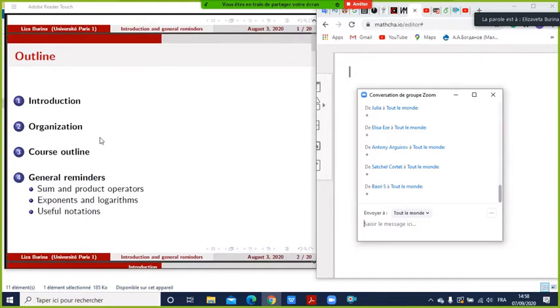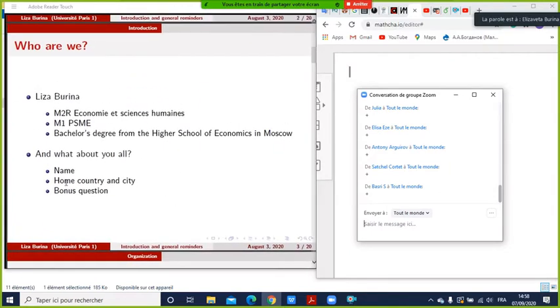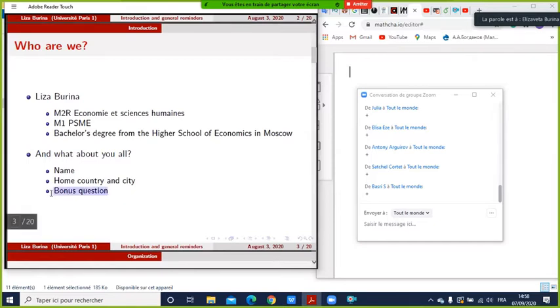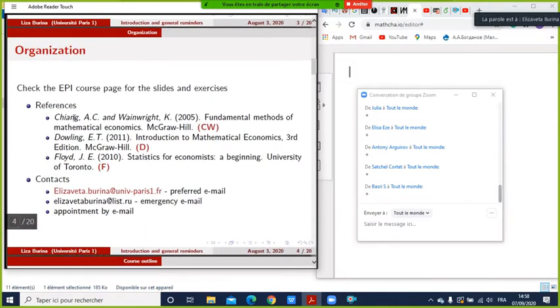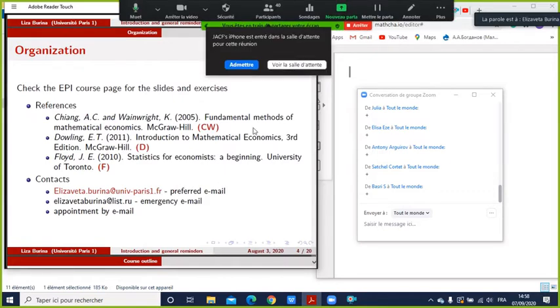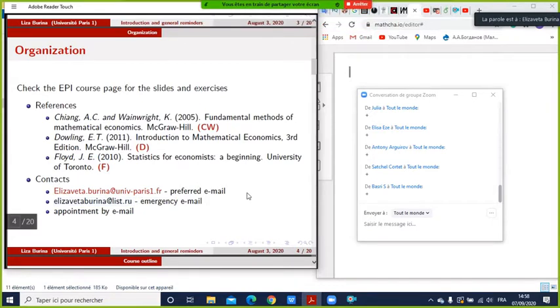Introduction we've done. Organization I told you about. Now let's switch to the course outline. And by the way, what I mentioned to you about next week's presentation, there will be a bonus question that we'll do all together in the classroom. Here we have my email, which is the preferred email, but if there is an emergency, you can email my other email that I read all the time, for example if you're late for class or something urgent.